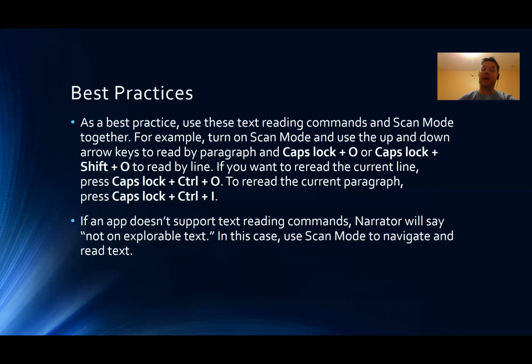And this does happen quite a bit. If an app or a web page doesn't support text reading commands, Narrator will say, not on explorable text. In this case, you can use scan mode to navigate and read the text. However, sometimes it doesn't quite work, and you have to use the tab button or the arrow button to get to a point where you can actually read it. I noticed that when I was first using Narrator, that happened a lot to me. Now that I'm a little bit more well-versed in using this program, by no means am I an expert, it's getting a lot easier. It's becoming more and more easy with time.